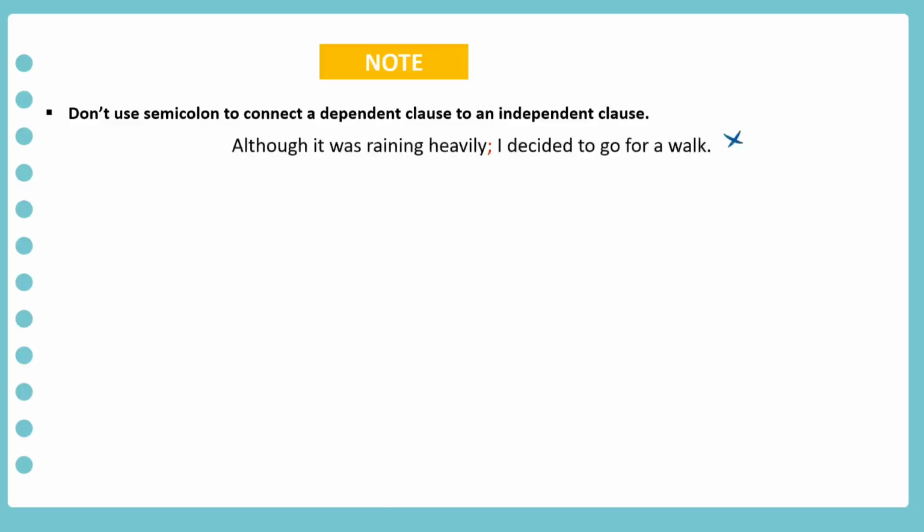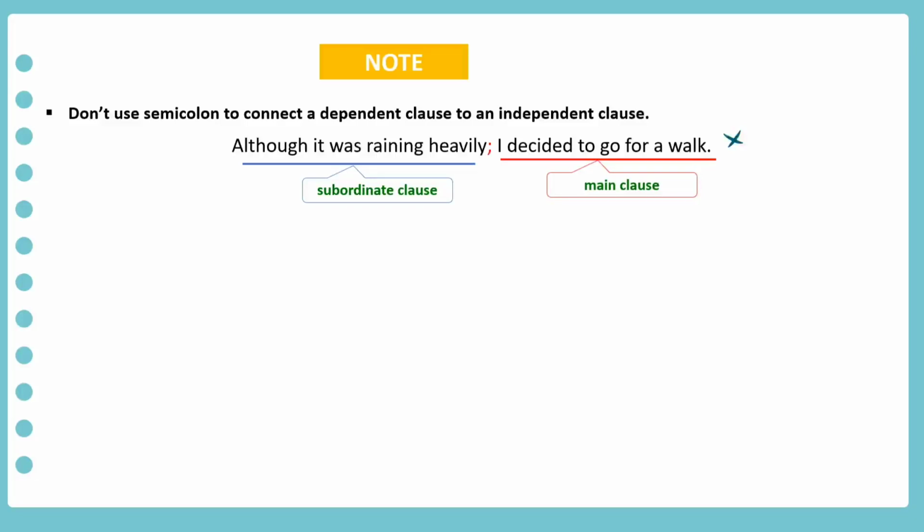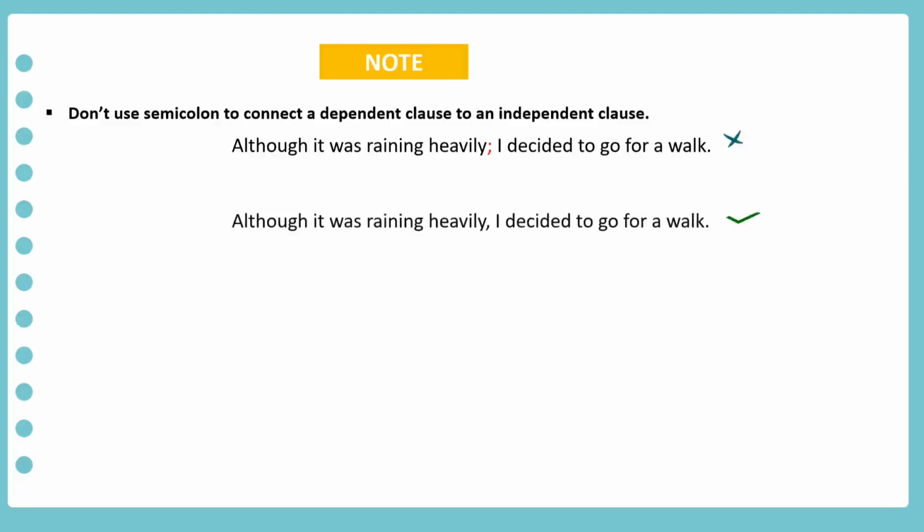In this example, the semicolon is improperly used to connect the dependent clause, although it was raining heavily, to the independent clause, I decided to go for a walk. A semicolon should not be used in this case because the dependent clause relies on the independent clause and cannot stand alone as a complete sentence. To correct this, a comma or a conjunction should be used. Although it was raining, I decided to go for a walk.